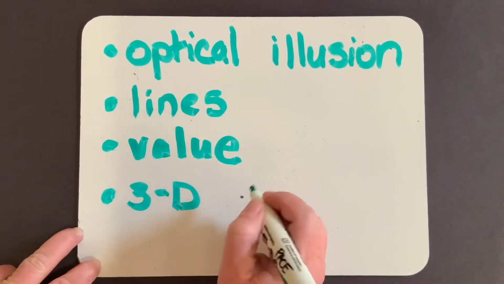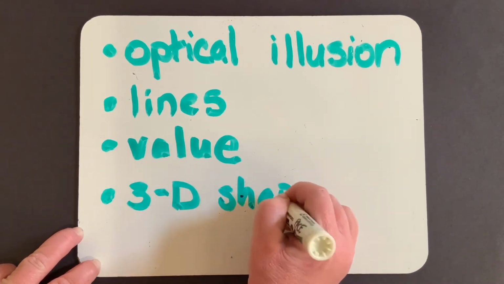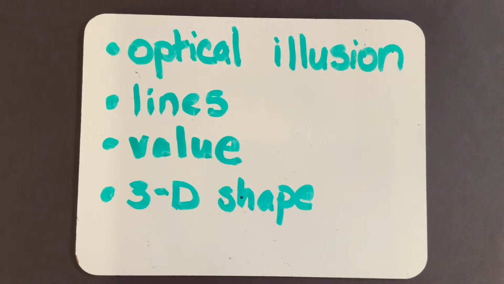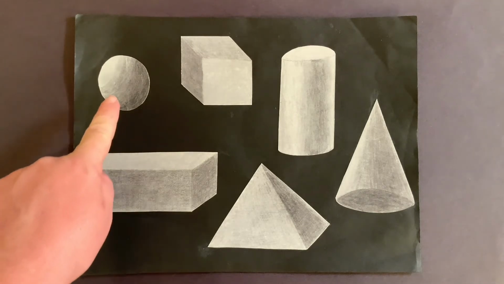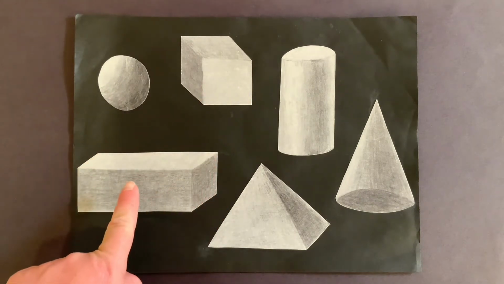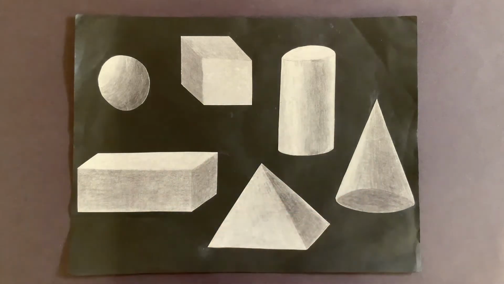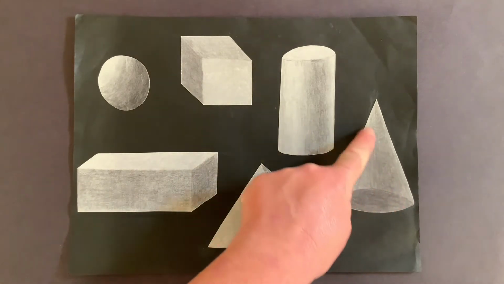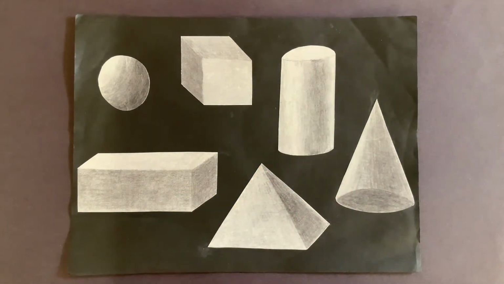We are also going to be creating a 3D shape. What is a 3D shape? Here are some examples of 3D shapes. We have a sphere, a cube, a rectangular prism, a pyramid, a cylinder, and a cone. We are going to be creating an illusion of a cone. Lots of cones onto our optical illusion.